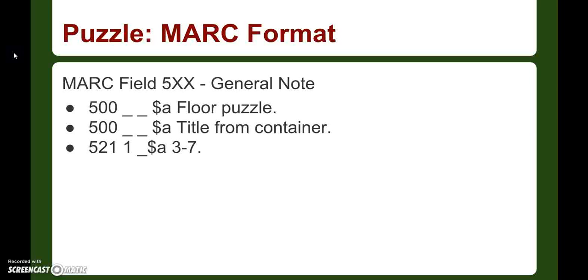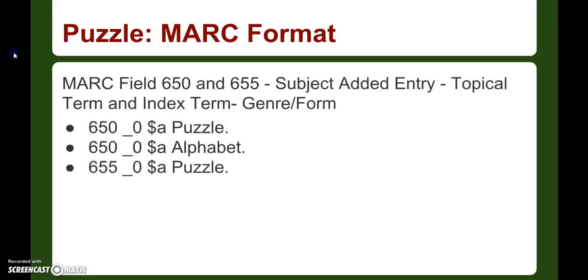The 5XX field again is general notes, so we have that it's a floor puzzle, and the information and title came from the container. And the 521 field is to show that the age level of the puzzle is ages 3 to 7. This information was found on the puzzle container.